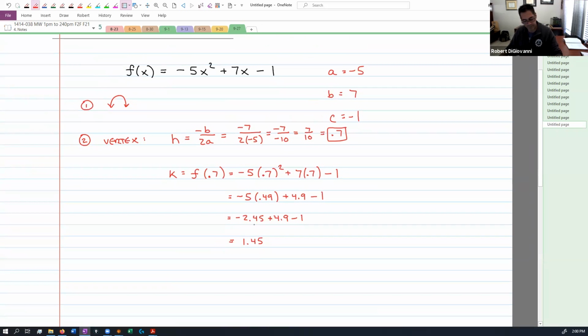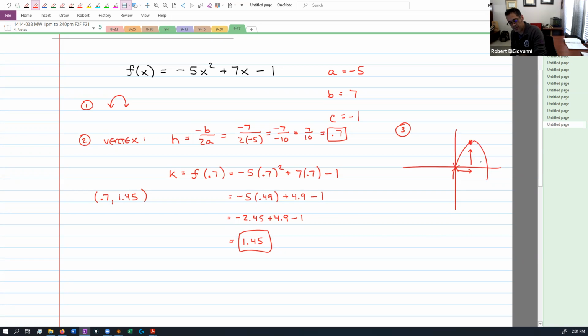All right, so here we go. Our vertex is the point 0.7, 1.45. Now I need to see if I have any X-intercepts. So I need to do a quick sketch. My vertex is 0.7, so to the right 0.7 and up. So I go right 0.7, up 1.45. Here's my vertex, and we open down. Again, 2 X-intercepts, right?